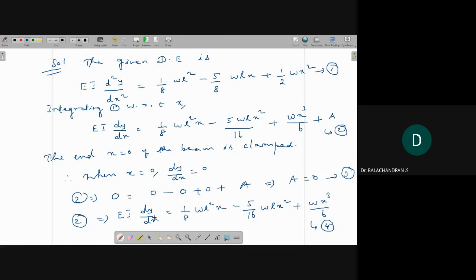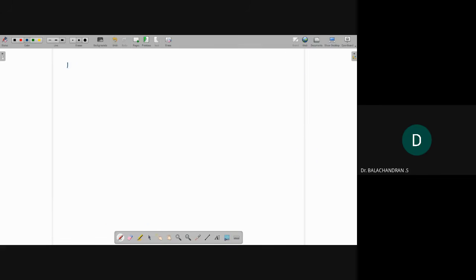So again integrate equation 4 with respect to x. If I solve this problem, again I solved one of the problems from assignment 2. You can check, not the same problem. That problem is a particular case of this problem. You can verify.